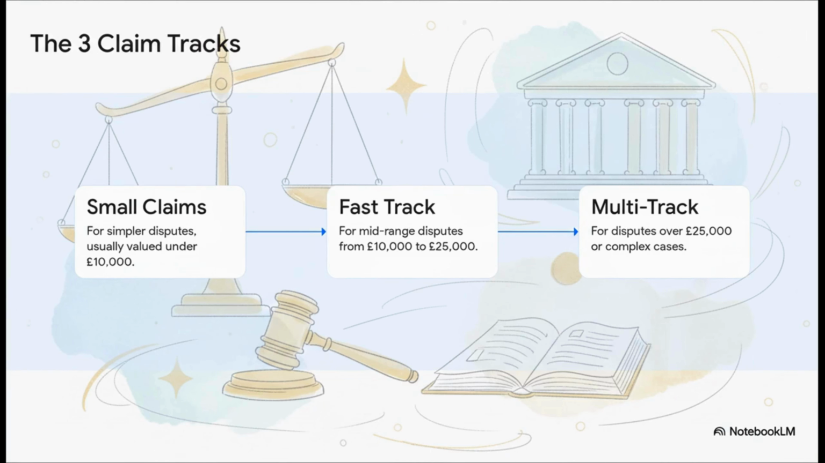Now, to manage this massive caseload, the county court cleverly sorts claims into one of three tracks. A great way to think about this is like lanes on a motorway, right? Each one has its own rules and its own speed. The small claims track, that's your inside lane for smaller, simpler disputes, and it's way less formal. Then you have the fast track, the middle lane for those mid-range claims with a much more structured and quicker timetable. And finally, you've got the multi-track. That's the fast lane for the big money cases or the really complex ones that need some serious hands-on management from the court.